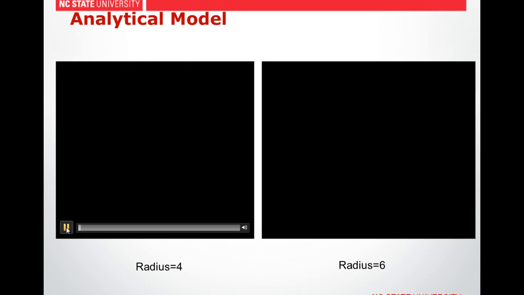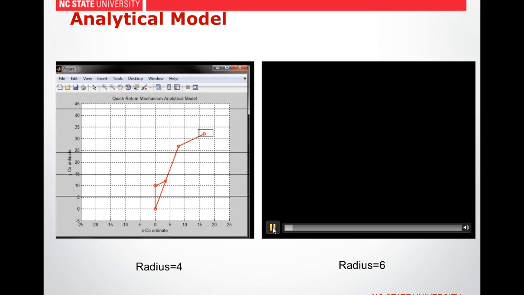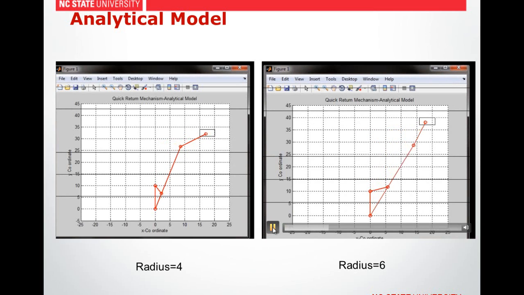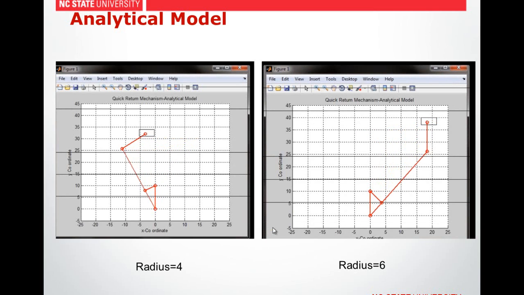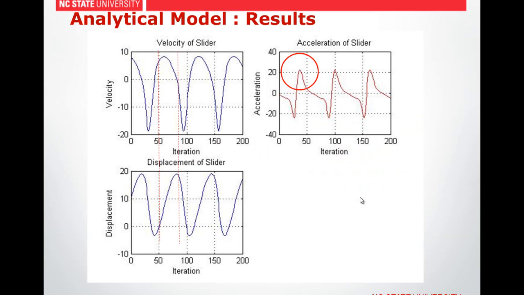So as you can see over here in the videos, based on the radius of the crank arm, the displacement of the slider as well as the velocity with which it moves changes. This is also reflected in the performance curves, which we can see over here. So as expected, in the acceleration graph there is a sudden peak which corresponds to the drop in the velocity.